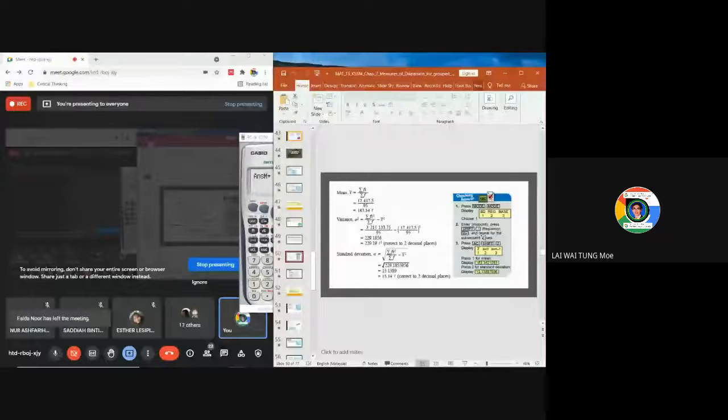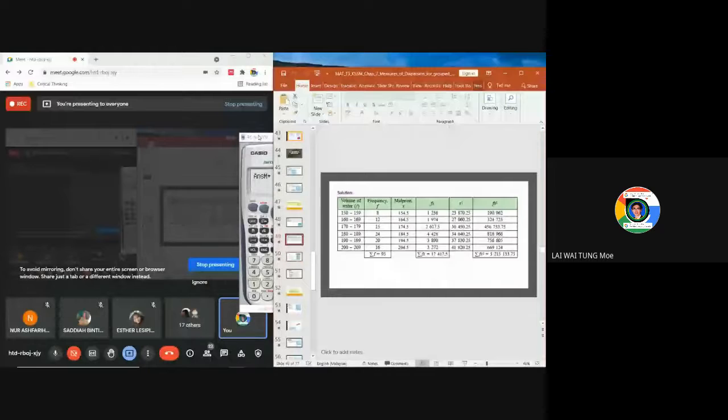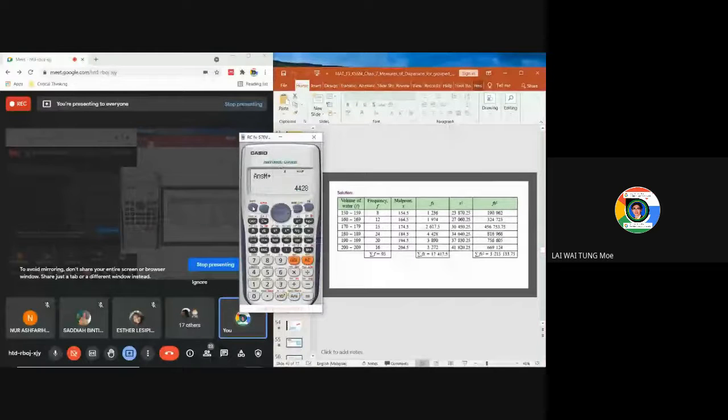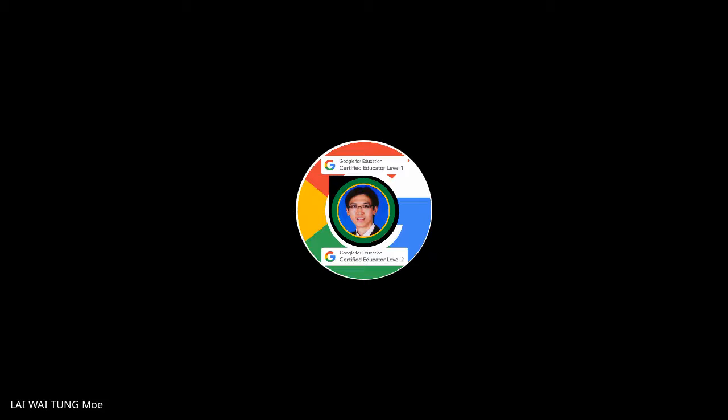For my version of calculator, first of all, you need to go into the mode. Go to mode, and then go to statistic, number 3. Press 3, and then you can press AC. Once you press AC, you have already entered statistic mode. This is the first step.